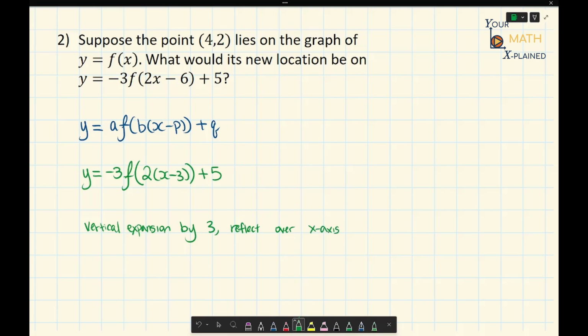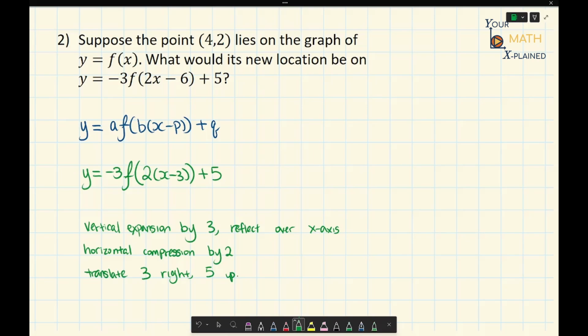Our b here is equal to 2, which means we have a horizontal compression by a factor of 2. And then finally, our p is 3 and our q is 5, which means we're going to translate 3 units to the right and 5 units up.